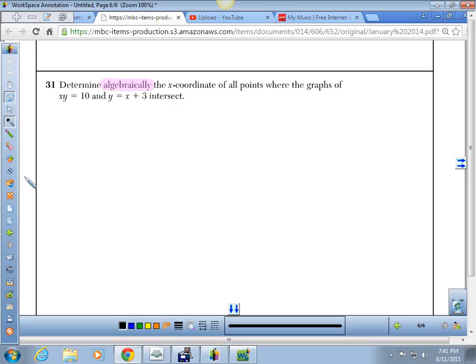Remember how we generalized the system of equations? What was our process for the system of equations? The 5 what? The 5 S's. What was the first S?